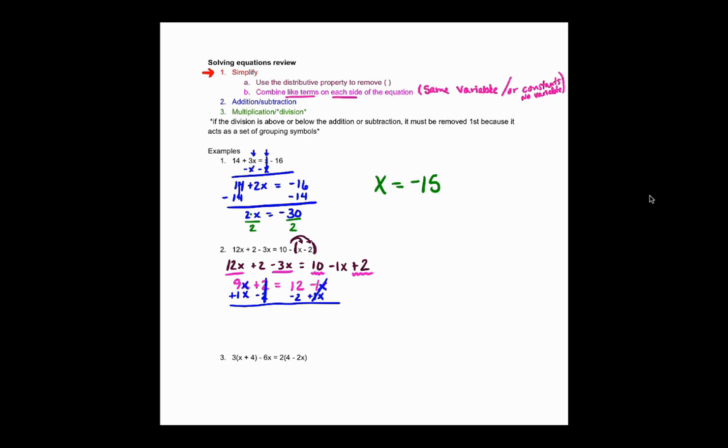Unlike the previous problem where I dealt with the x and then the constant, I can deal with them at the same time. 9 plus 1 is 10x, and 12 minus 2 is 10. No more addition and subtraction. We finish with our multiplication and division. To get rid of times, we're going to divide both sides by the 10, and our x is equal to 1.